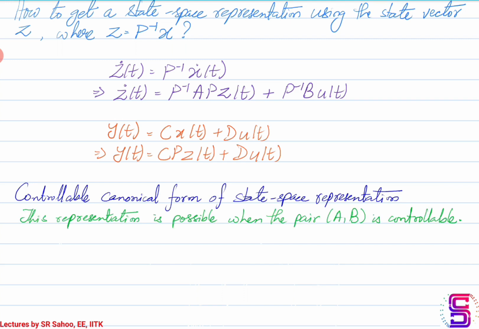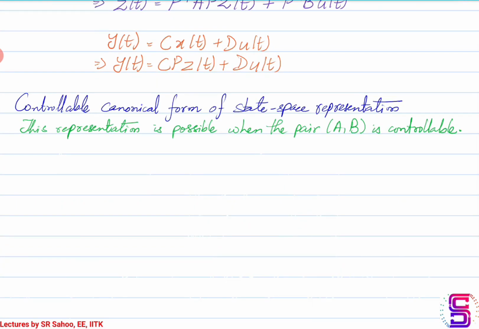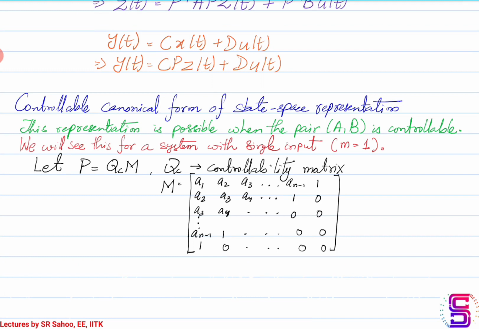Okay. So for controllable canonical form, the assumption is that the system under consideration is controllable, or the pair A, B is controllable. Okay. And as I said, we will see it for a single input system, so m is 1. Now for this case, consider a matrix P, which is a product of the controllability matrix Q_C and another matrix M, where M has the following structure.